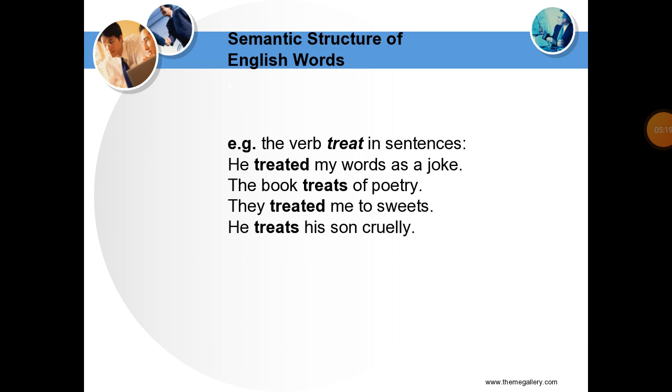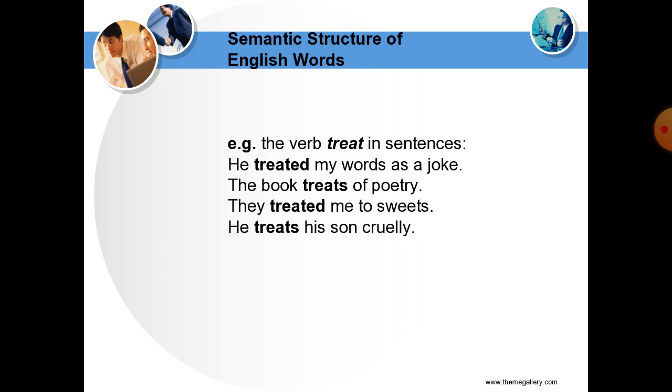Semantic structure of English words. Every word has two aspects: the outer aspect, that is its sound form, and the inner aspect, that is its meaning, and it presents a structure which is called the semantic structure of the word. It is known that most words convey several concepts and possess the corresponding number of meanings. One and the same word in different syntactical relations can develop different meanings.